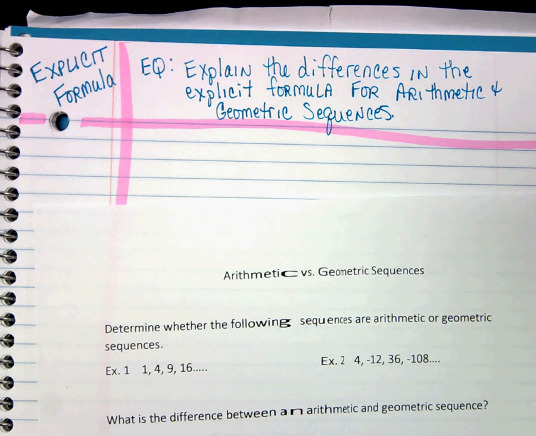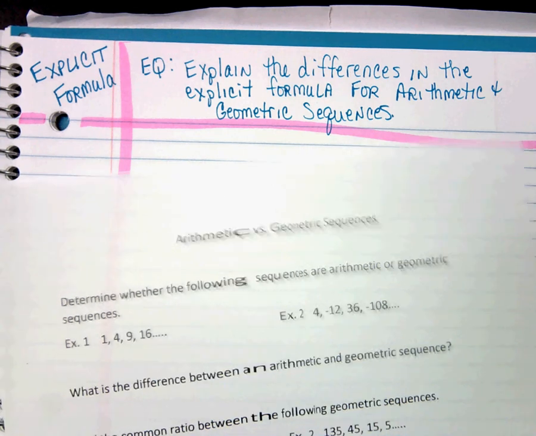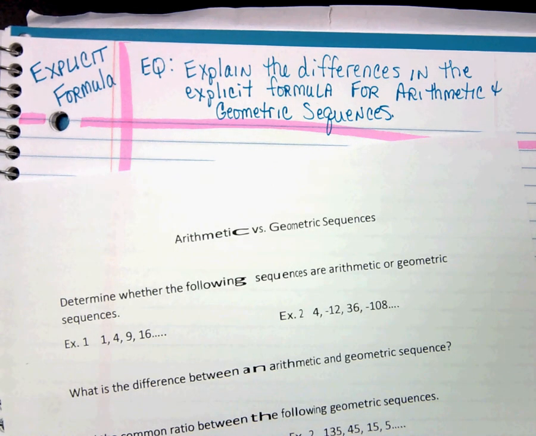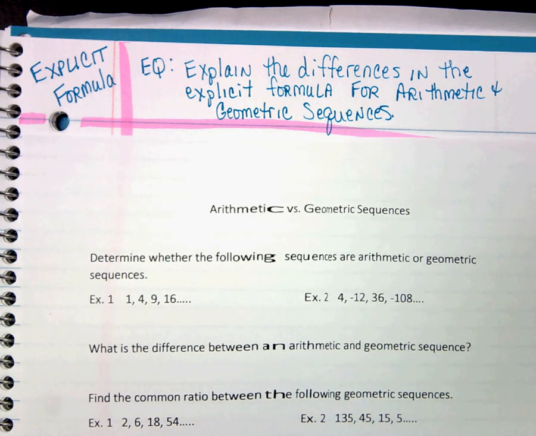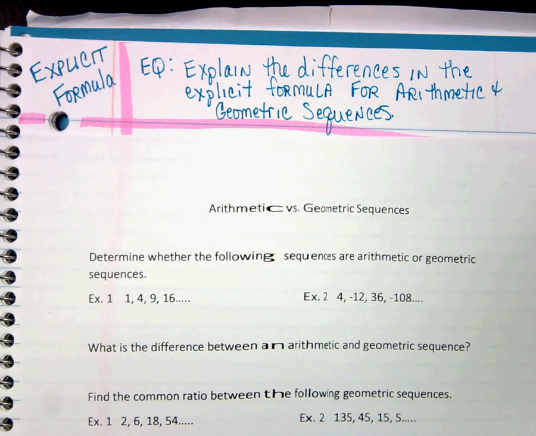Okay, in today's lesson, we're going to look at the explicit formula for both arithmetic and geometric sequences. We've already talked about arithmetic sequences this year, so we're really just going to add in the new piece of looking at geometric sequences. Please write down your essential question and restart the video when you are ready.